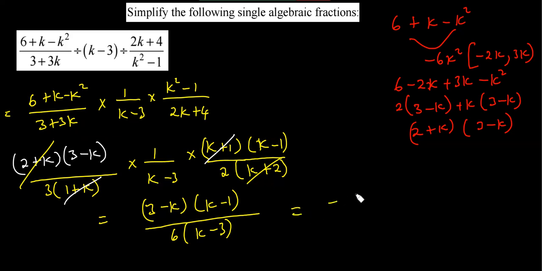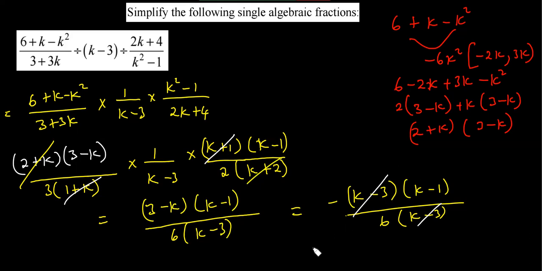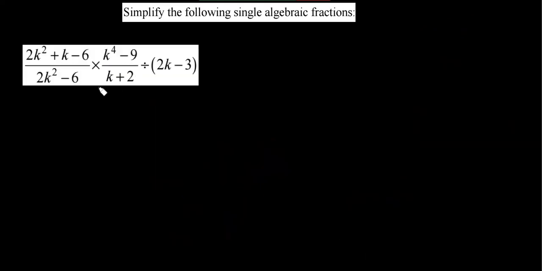So if we say negative, then now you're going to have k minus 3 on top, then k minus 1 over 6 in bracket k minus 3. In that case, we have something common here. What is common is k minus 3, k minus 3. Then your final answer should be equal to negative k minus 1 over 6. That becomes your final answer. Let's move on to the next question.